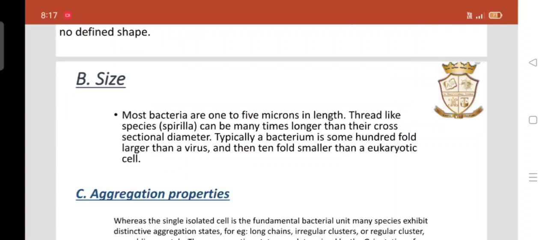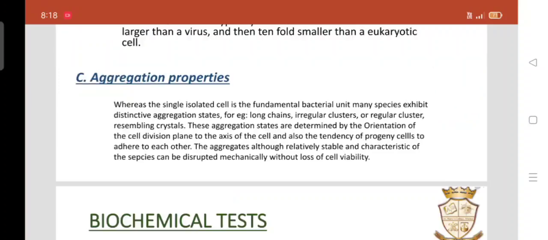Next is size. Most bacteria are 1 to 5 microns in length. Thread-like species can be many times longer than their cross-sectional diameter. Typically, a bacterium is some 100-fold larger than a virus and 10-fold smaller than a eukaryotic cell.